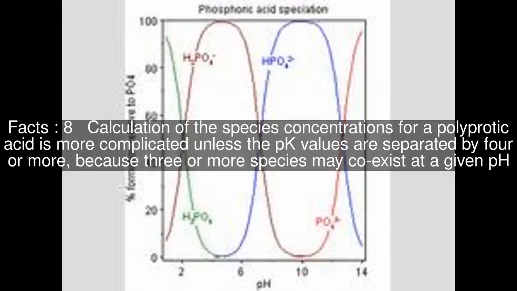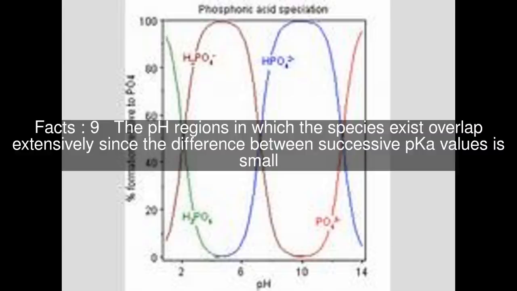Calculation of the species concentrations for a polyprotic acid is more complicated unless the pK values are separated by 4 or more, because 3 or more species may coexist at a given pH. The pH regions in which the species exist overlap extensively since the difference between successive pK values is small.